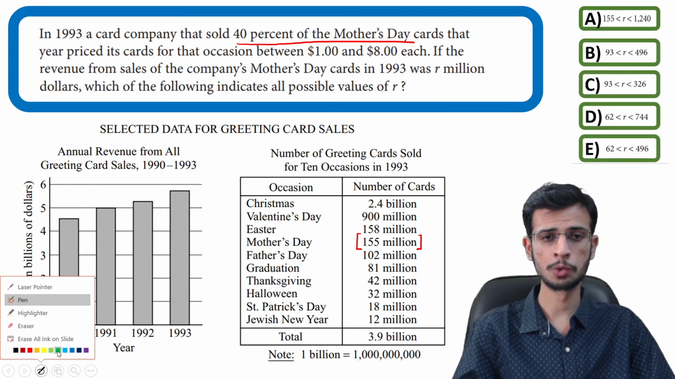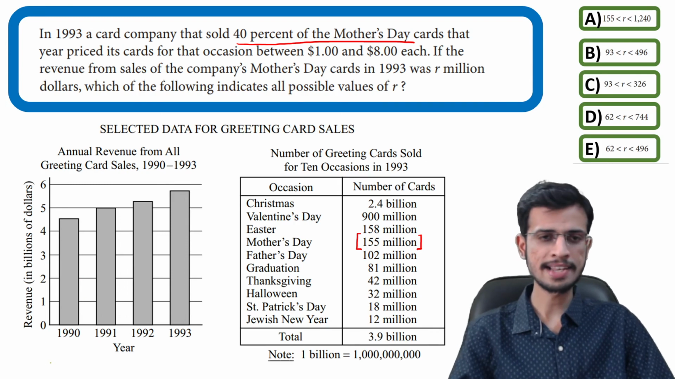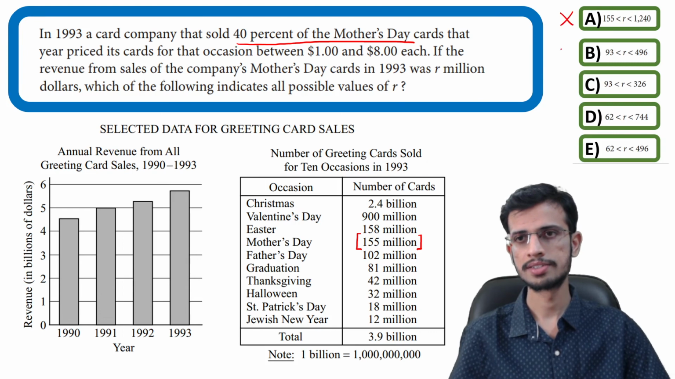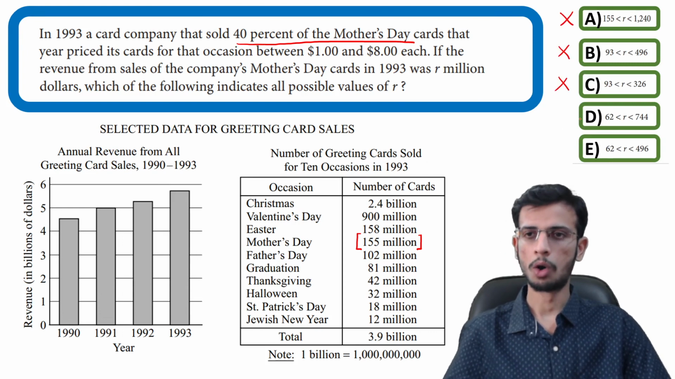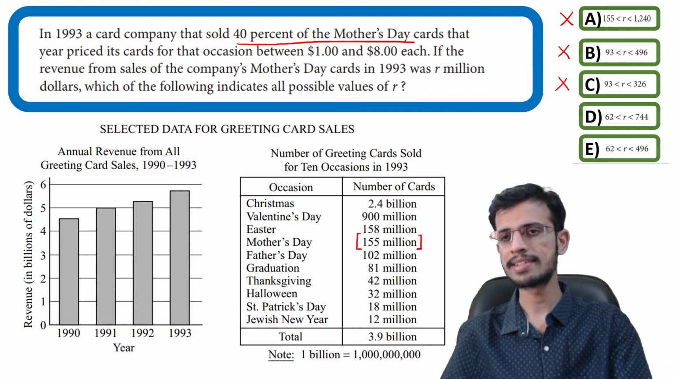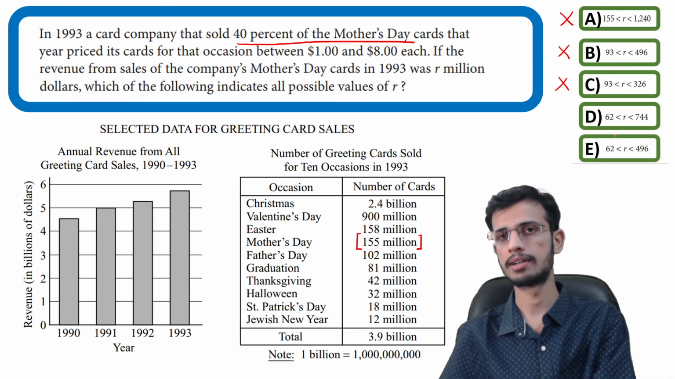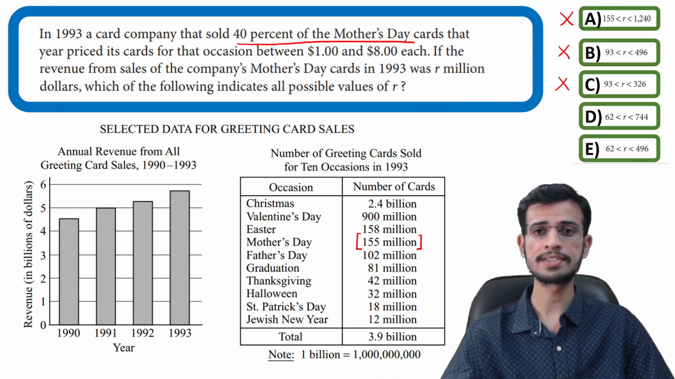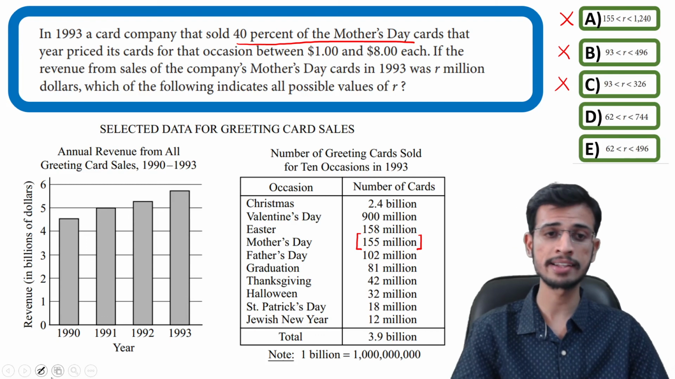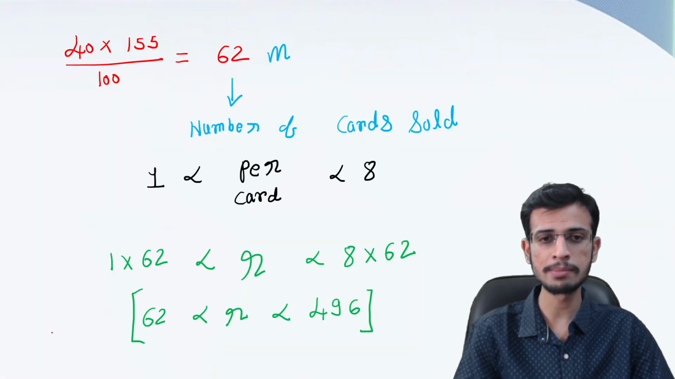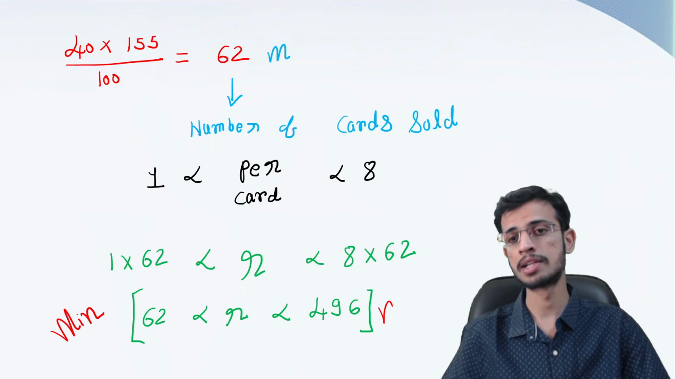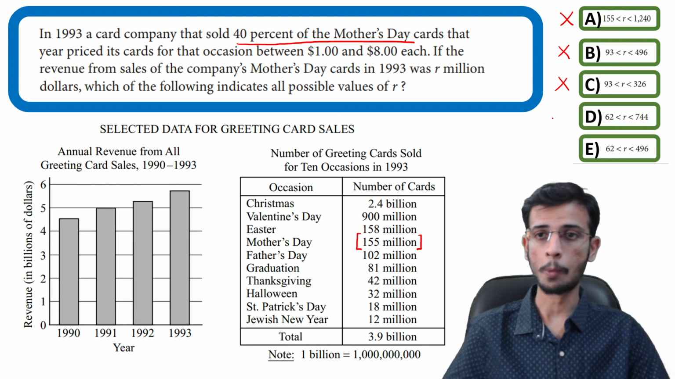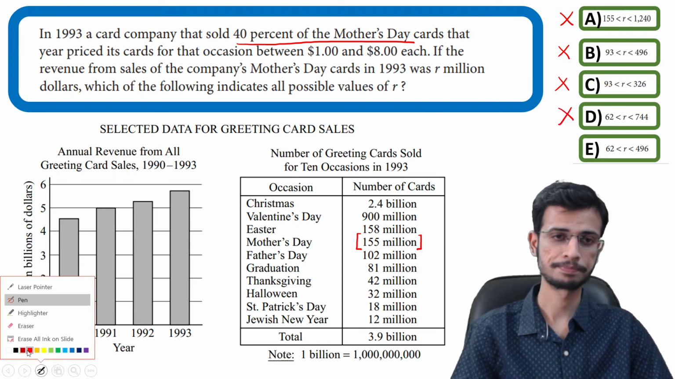So let's go through the options. Option A is not including, we can say, $70 million, right? Same for B, same for C. On options D and E, the lower range is the same, 62, but the higher? What is the highest possible revenue? If you sell all the cards at $8 each, then we can get the maximum revenue. This is the minimum possible revenue. This is the maximum possible revenue. Average will be between this range. So we have to choose option E for this question.